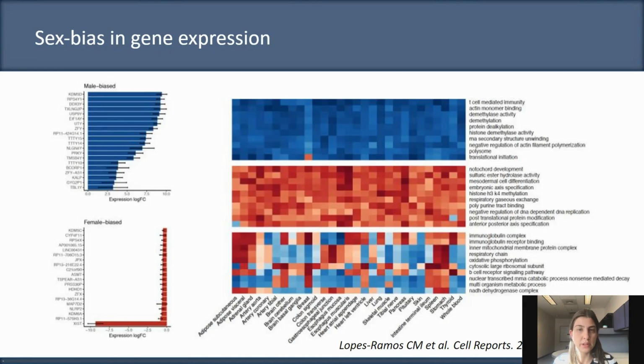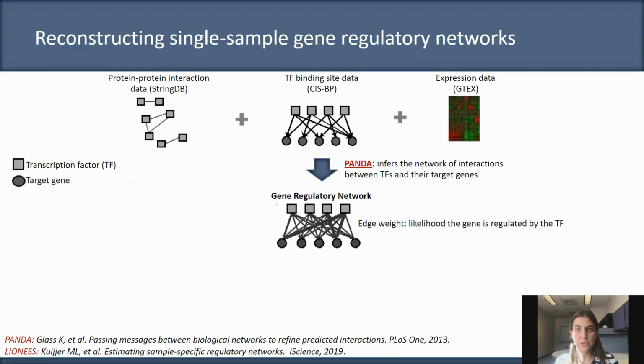We also looked at the pathways, so what were the pathways that these differentially expressed genes were involved with, and we found that a lot of immune-related pathways and a lot of methylation-related pathways were enriched for differentially expressed genes. But we really wanted to understand the regulatory mechanisms behind this. So how were these genes being transcriptionally regulated? So we used PANDA to generate our regulatory networks.